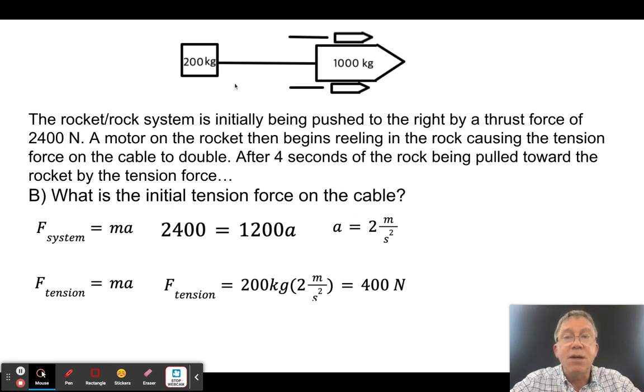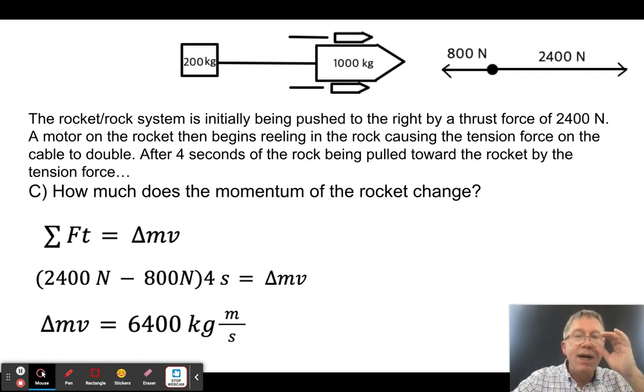Then I'm going to go to this object here and say, okay, this 200 kilogram object is accelerated at 2 meters per second squared. How much force does that take? Well, the tension must have been 400 newtons before I started reeling it in. The next question is, how much does the momentum of the rocket change?